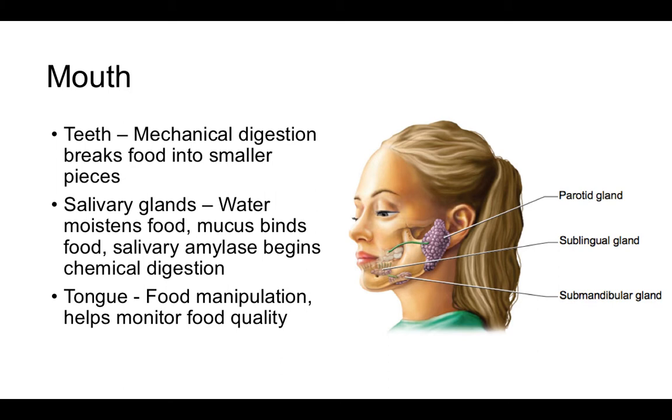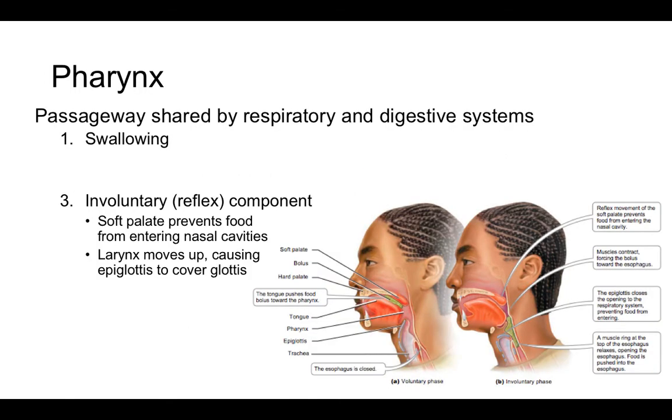Your tongue has taste buds that allow you the ability to establish, oh, is this good quality food or is this not good quality food? If I eat this, I might get sick. And then you spit it out. Or it can trigger also the vomit reflex.